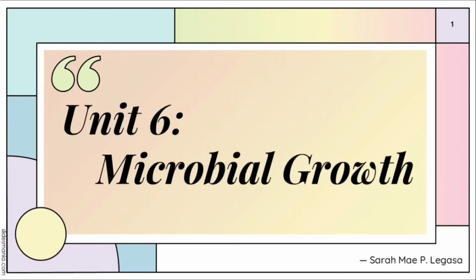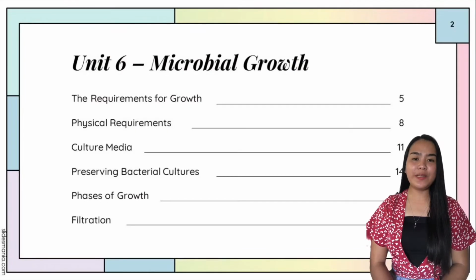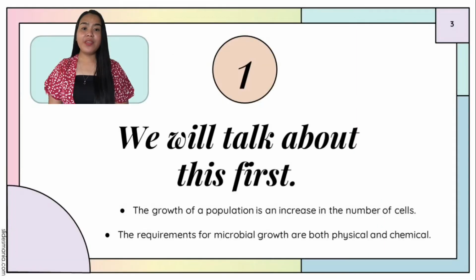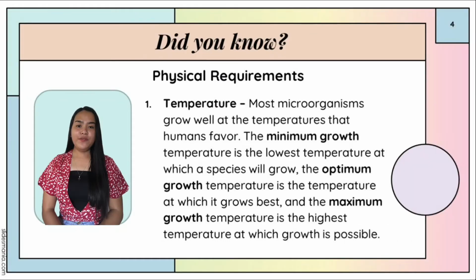Unit 6, Microbial Growth. The things that we will talk about in Unit 6 are the requirements for growth, physical requirements, culture media, preserving bacterial cultures, phases of growth, and filtration. The growth of a population is an increase in the number of cells. The requirements for microbial growth are both physical and chemical. Physical requirements. Number 1 is the temperature.